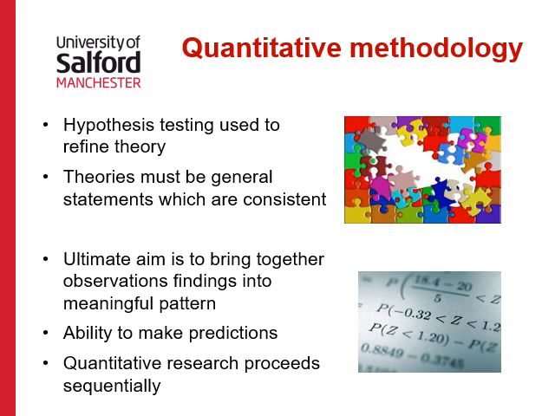Now, the last thing to say about quantitative methodology is that research proceeds sequentially. So firstly, if you think back to those 7 steps that we talked about, which characterize the research process, the researcher will always go through those sequentially. And secondly, the research itself proceeds in a linear manner, where we test our hypotheses and we continue to refine the theories as new information comes to light.